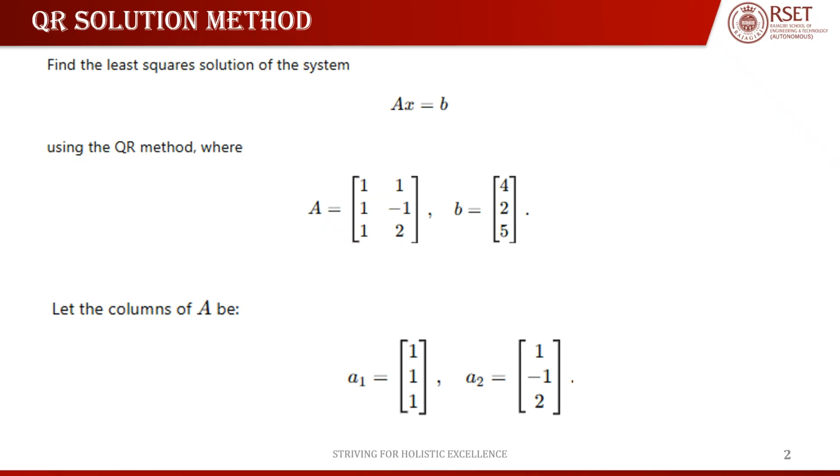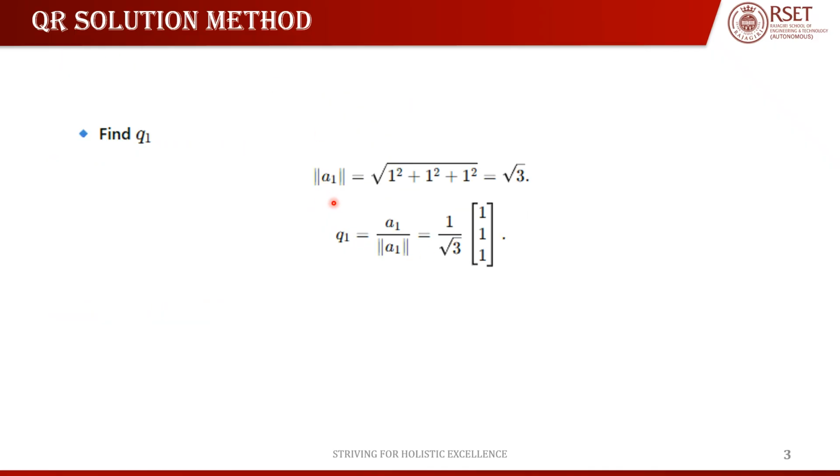Then we find the norm of a1. The norm of a1 is the root of the sum of the squares of the entries. The first column was 1 1 1, so we take the root of 1 squared plus 1 squared plus 1 squared, which is root 3. We form q1, where q1 is a1 by norm of a1, that is 1 by root 3 times a1. A1 was 1 1 1, so q1 will be 1 by root 3, 1 by root 3, 1 by root 3.